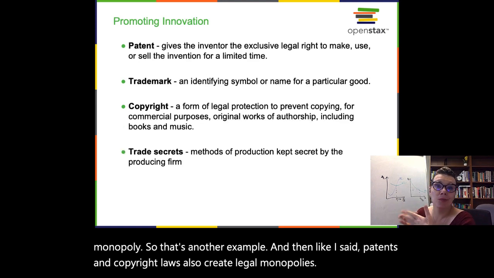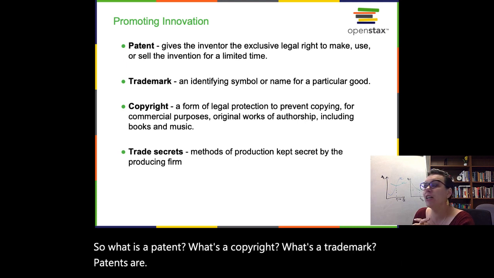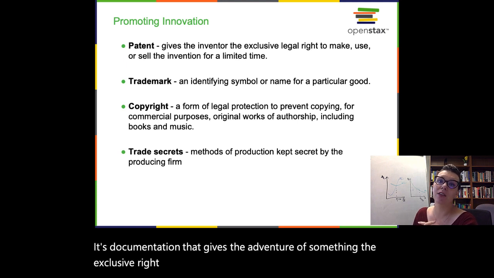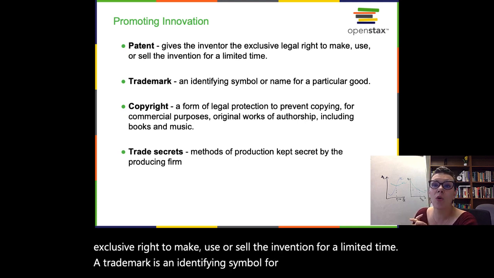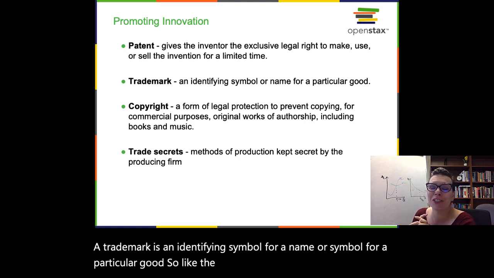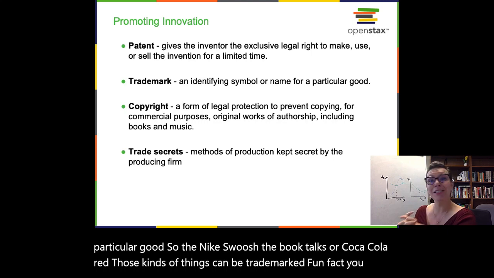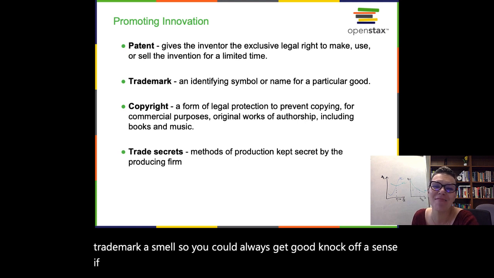So what is a patent? What's a copyright? What's a trademark? Patents are documentation that gives the inventor of something the exclusive right to make, use, or sell the invention for a limited time. A trademark is an identifying symbol for a name or a symbol for a particular good. So like the Nike swoosh the book talks about, or Coca-Cola Red. Those kinds of things can be trademarked. Fun fact, you cannot trademark a smell. So you can always get good knockoff scents if you're into that kind of thing.